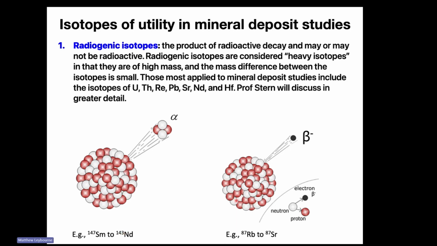The image on the right is showing what happens in beta decay. In beta decay, a neutron gets converted to a proton, and the nucleus spits out an electron. So this is not an electron from the cloud around the nucleus. This is an electron expelled from the nucleus. For example, we convert rubidium-87 to strontium-87. And so what we see is there's no change in the mass number, but there's a change in the atomic number, which is cool.